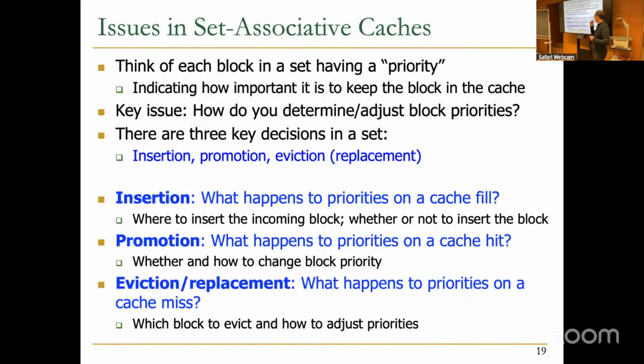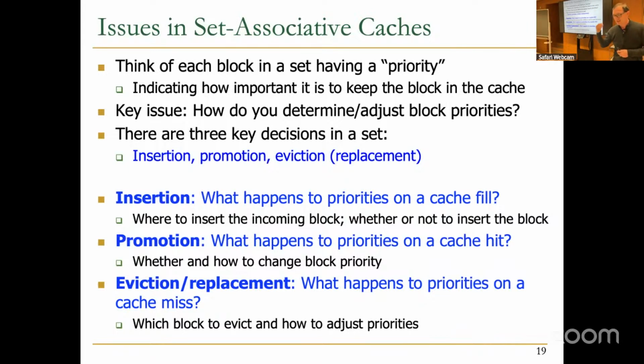Clearly, right? You could randomly change the priorities also, which may not work too badly, actually, if you're thrashing your cache. People have shown that. LRU is not the best mechanism if your cache is really thrashing. OK, eviction and replacement is what happens to priorities on a cache miss. Which block do you evict, and how do you adjust the priorities after eviction?